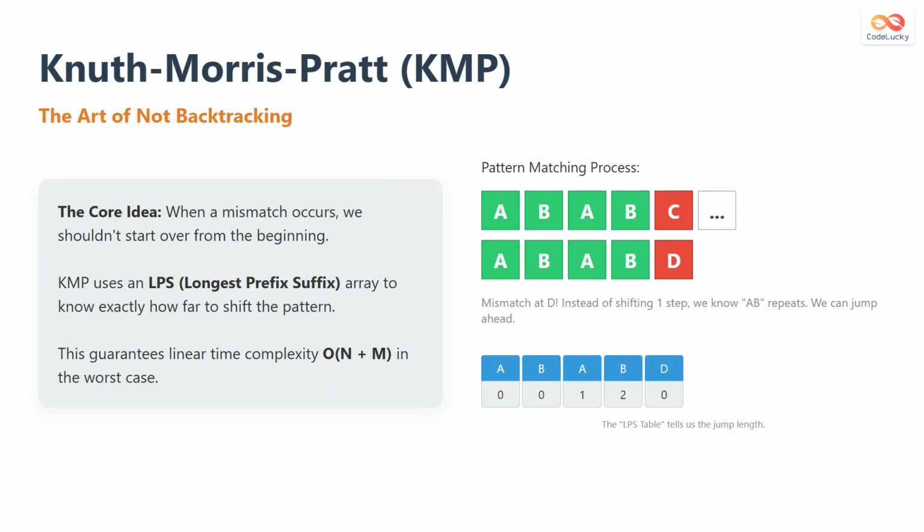Next up is the famous Knuth-Morris-Pratt, or KMP algorithm. The genius of KMP is that it never moves backwards in the text. When a mismatch occurs, it doesn't restart. It uses a pre-calculated table, called the LPS table, to know exactly how far to jump ahead. It uses the information from the characters it has already matched to avoid redundant work.